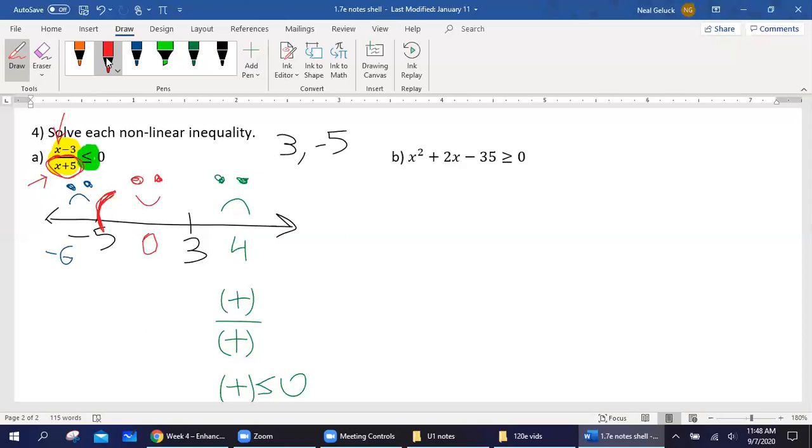I can put a bracket on 3 because 3 makes the numerator 0. That's perfectly allowed. So my answer is everything between -5 and 3, include 3. So my interval answer, parentheses -5, 3, bracket.